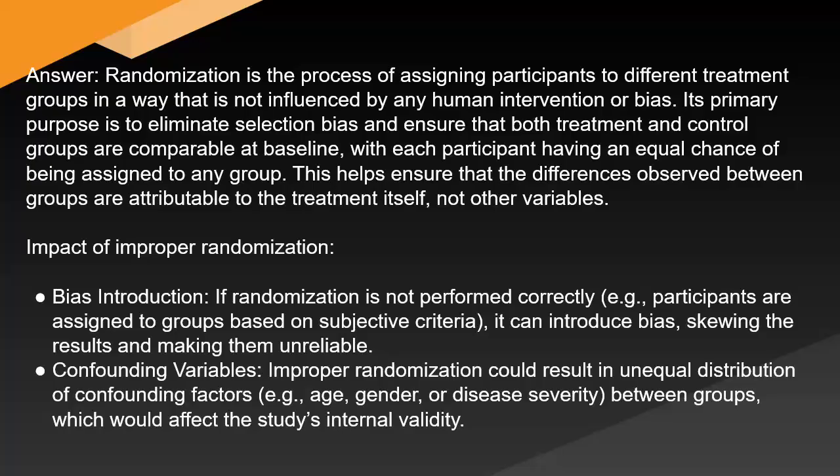This helps ensure that the differences observed between groups are attributable to the treatment itself, not other variables. Impact of improper randomization. Bias introduction. If randomization is not performed correctly, e.g., participants are assigned to groups based on subjective criteria, it can introduce bias, skewing the results and making them unreliable. Confounding variables. Improper randomization could result in unequal distribution of confounding factors, e.g., age, gender, or disease severity between groups, which would affect the study's internal validity.